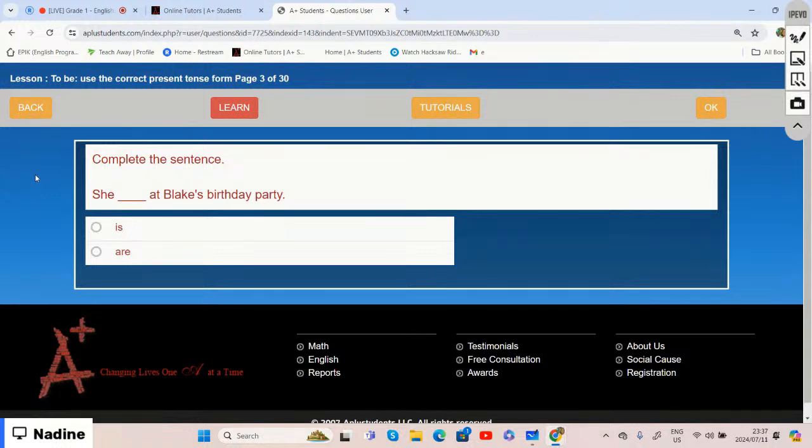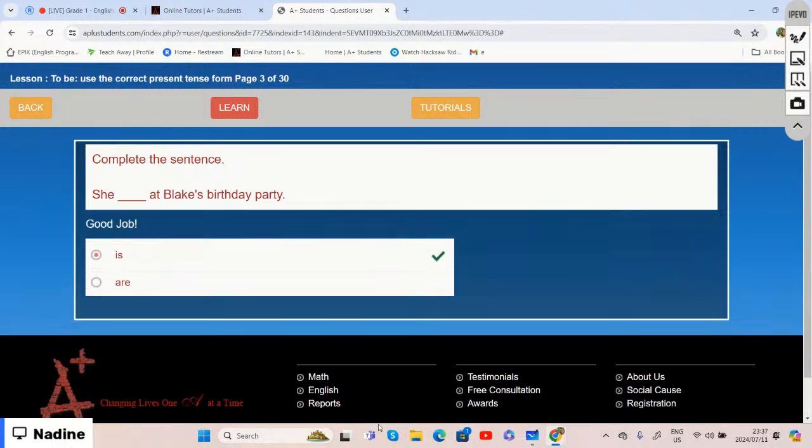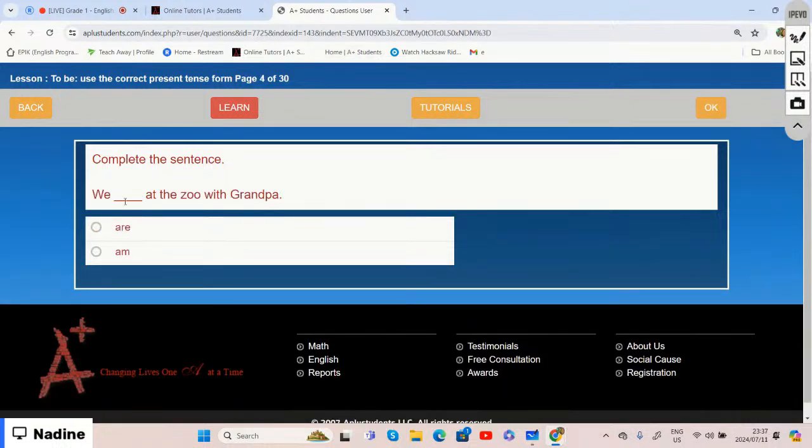All right, then if we were to choose the correct one, we will say she is at Blake's birthday party. We say "we" when referring to more than one person. Do we say we are at the zoo with grandpa? Or do we say we am at the zoo with grandpa?